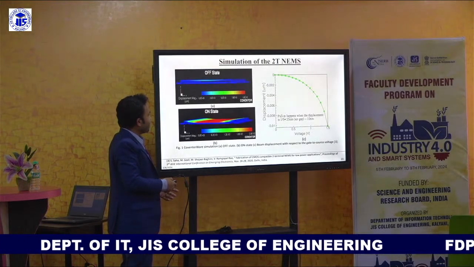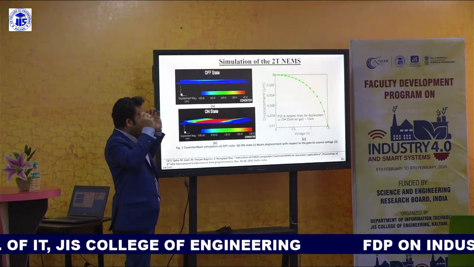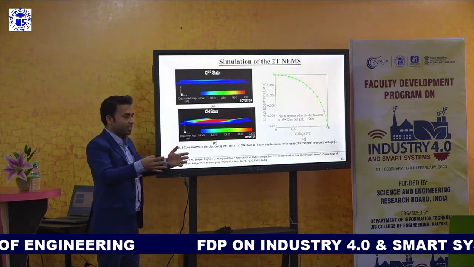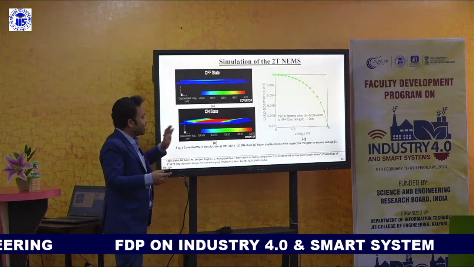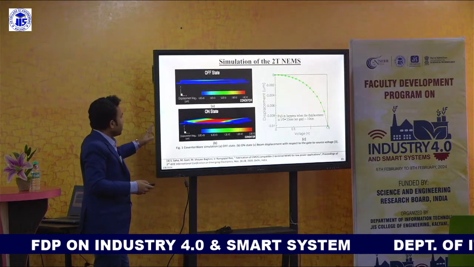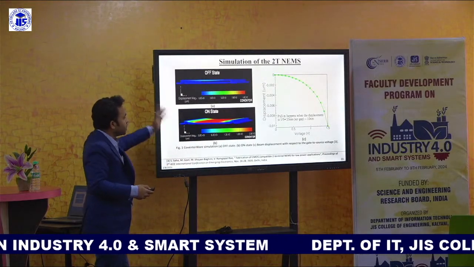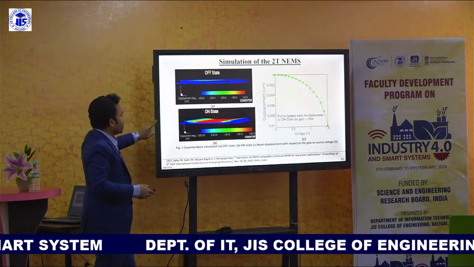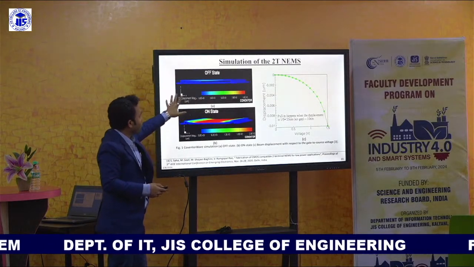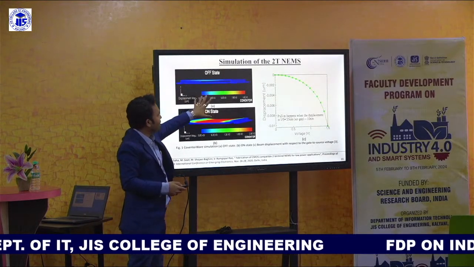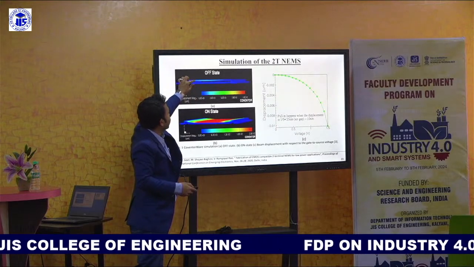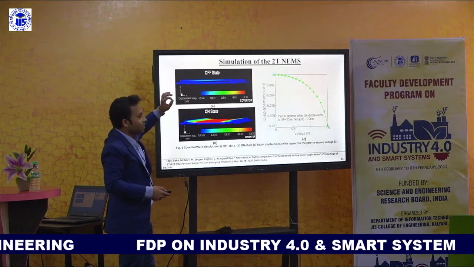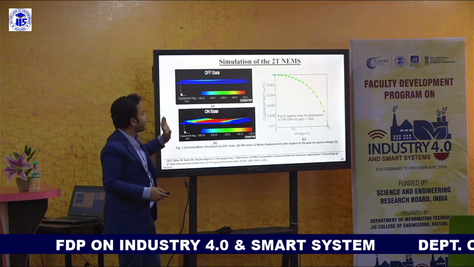Fabrication means unknown problems. If you go to fabrication, it is very challenging. First, you always have to do some simulation because you have to make the specification. That is the simulation we have done for the two-terminal NEMS. As I showed, two metal plates, right? It is a simple structure, the world's simplest structure, I can say.